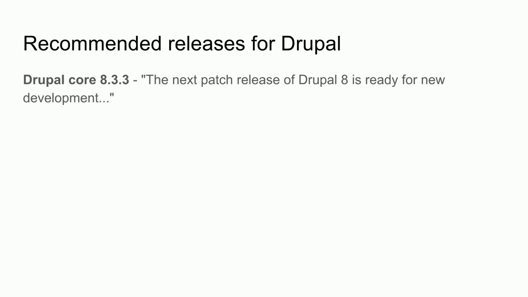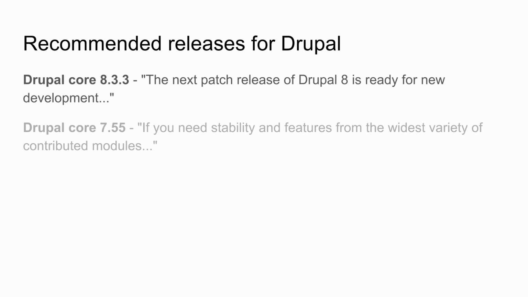I found this interesting. Drupal core: if you go to drupal.org/project/drupal, you see this. Drupal core 8.3.3, the next patch release, and if you look at Drupal 7, it offers stability features. So depending on your project, if you don't have a lot of money and you need a more mature module or a more mature platform, you may still today be considering a Drupal 7 platform.